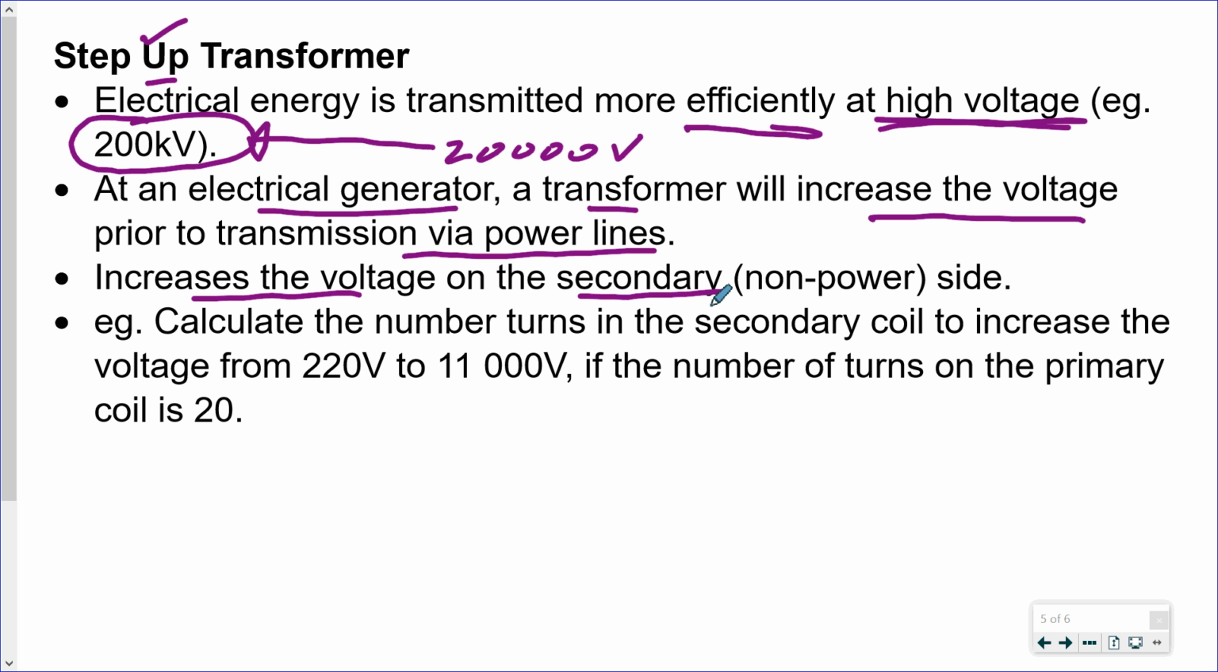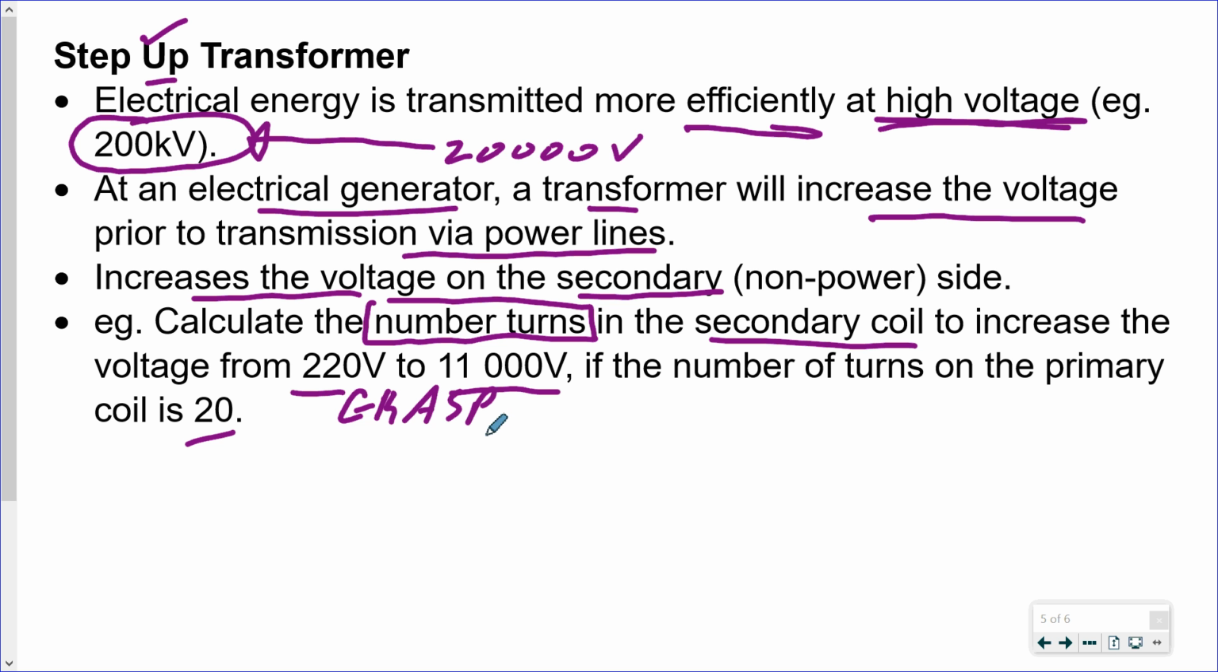So in this example here, calculate the number of turns on the secondary side to increase the voltage from 220 to 11,000 volts. And the number of turns on the primary side we're seeing is just 20. So remember that I always like you to show all of your information.